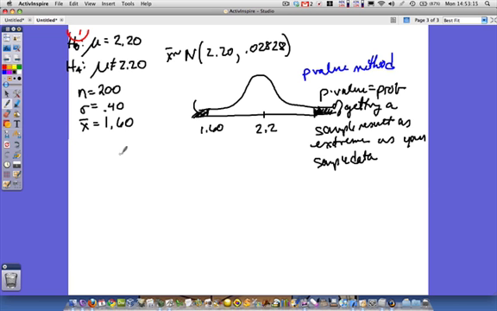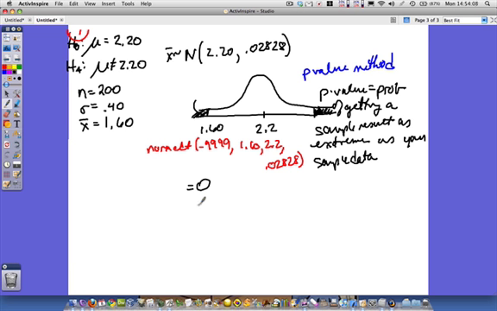We can do this with the calculator by looking at normal CDF, negative big number, 1.6, then the mean, then the standard deviation. If I put this in the calculator, I'm probably going to get a really, really low number. So let's see what I get. 1.6, 2.2, 0.02828, and my calculator basically comes up with a 0. That's because my standard deviation is too small. So basically this probability is equal to 0. Normally I would take it, multiply it by 2, that would be my p-value.